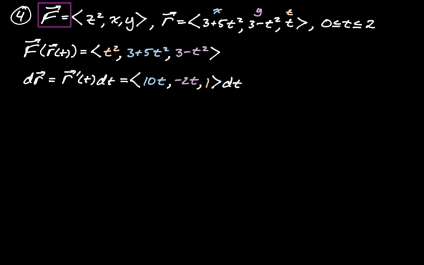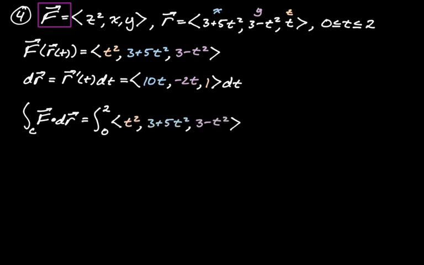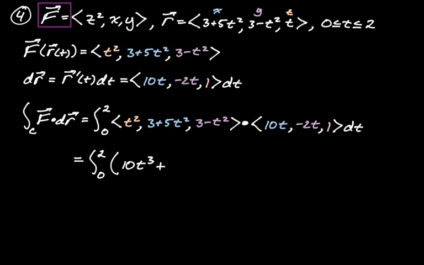All right, so we are doing the integral along c of f dot dr. So it's a dot product. t goes from 0 to 2. That was given. It's a dot product of f of r of t dot r prime of t dt. So with this, you actually do the dot product, and we will end up with 10t cubed minus 6t minus 10t cubed, and then 3 minus t squared.